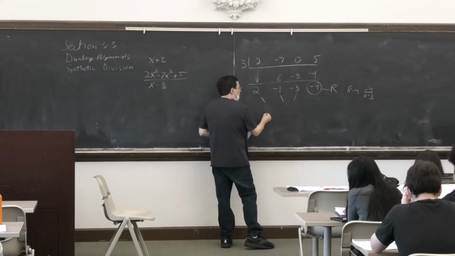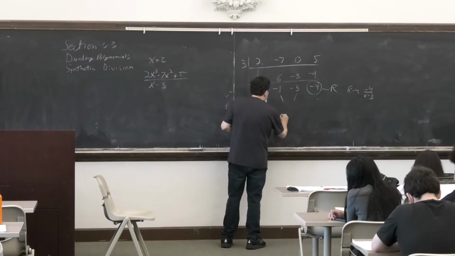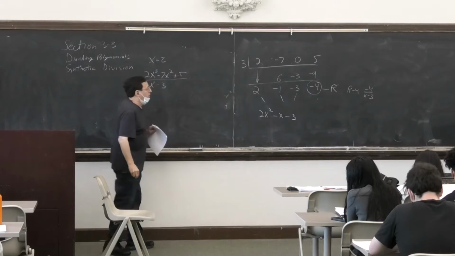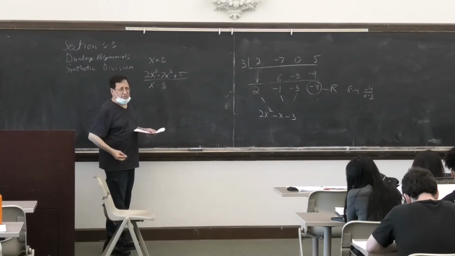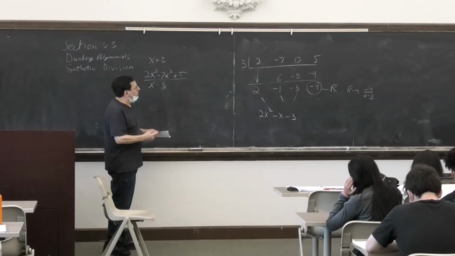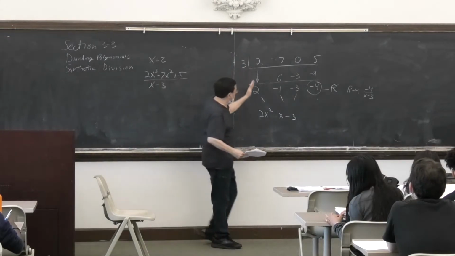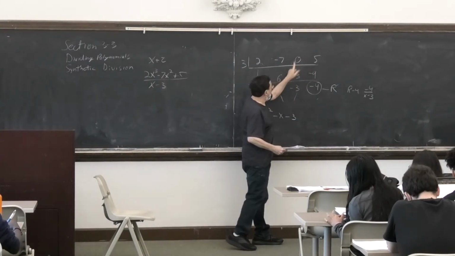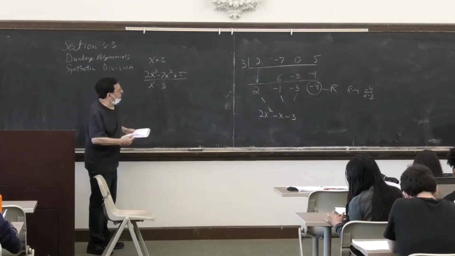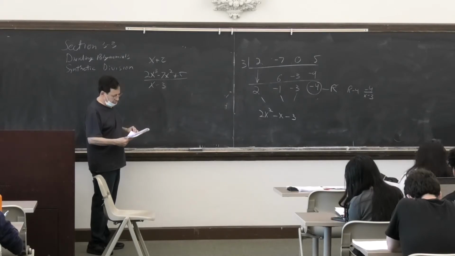These numbers are the coefficients. 2x squared minus x minus 3. That's synthetic division. It's a really nice technique to know. Again, because you do have to be careful about columns. You do have to remember to put in the extra missing coefficients. But it's just multiply, add, multiply, add, multiply, add, and you get the result.